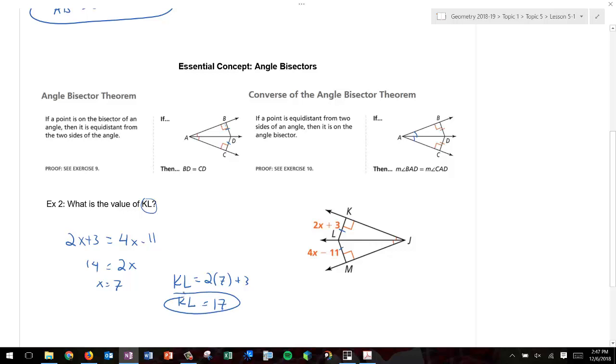So there are two terms that you've heard, perpendicular bisector and angle bisector. We're now just using that within our context of triangles to help solve problems.